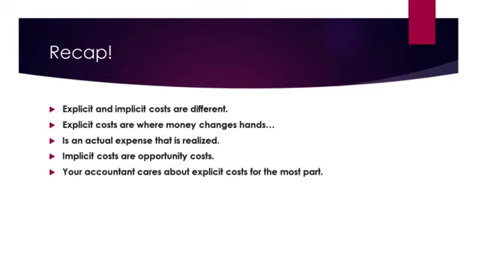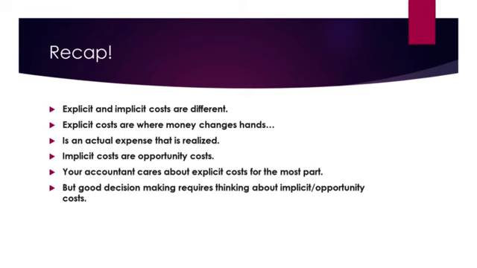Now, your accountant cares about explicit costs for the most part, right? Because you've hired him to figure out what is your total cost level, how much profit did you make. Opportunity cost really isn't relevant for that role. But as we've argued, good decision making requires thinking about your implicit costs, your opportunity costs. You can't make good decisions without knowing what you gave up.